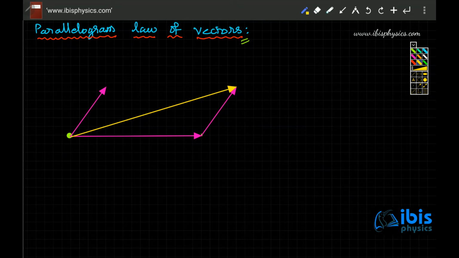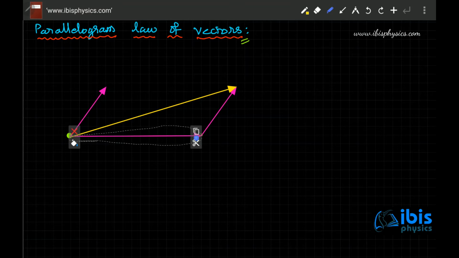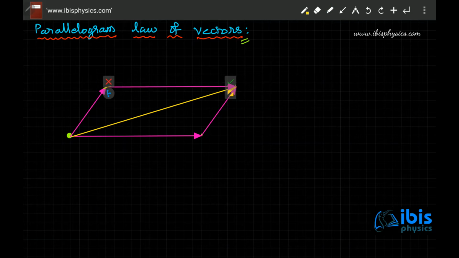I'll tell you why we are calling this the parallelogram law of vectors, because this forms a parallelogram. So these two vectors, and you just replicate it, and this forms a parallelogram here. Because this forms the sides of a parallelogram, we call this the parallelogram law of vectors.